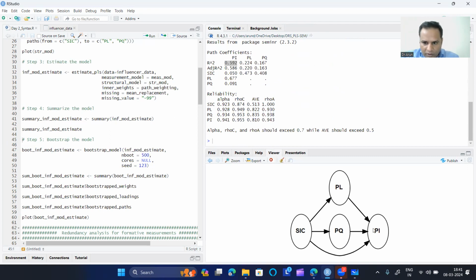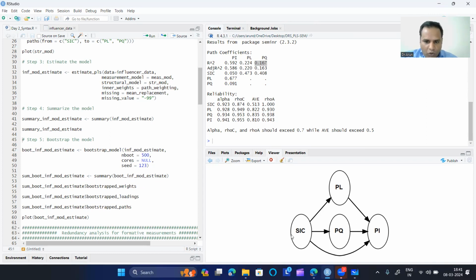So PI is your main dependent variable. SIC, PL and PQ together are explaining 59%, close to 60%, which is decent. SIC to PL is just 22%, meaning SIC is explaining 22% in PL. And if you take PQ, SIC is explaining 16%, close to 17% in PQ.